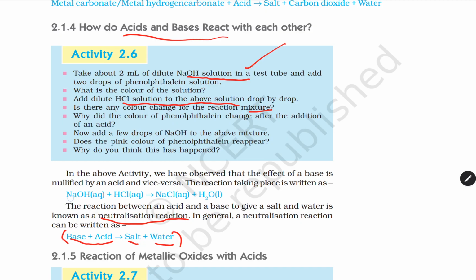Here NaOH is the base, in the aqueous form, and HCl is an acid. The salt generated is sodium chloride, in the aqueous form, and water is released. That is the neutralization reaction that we can observe, the reaction between acid and base.